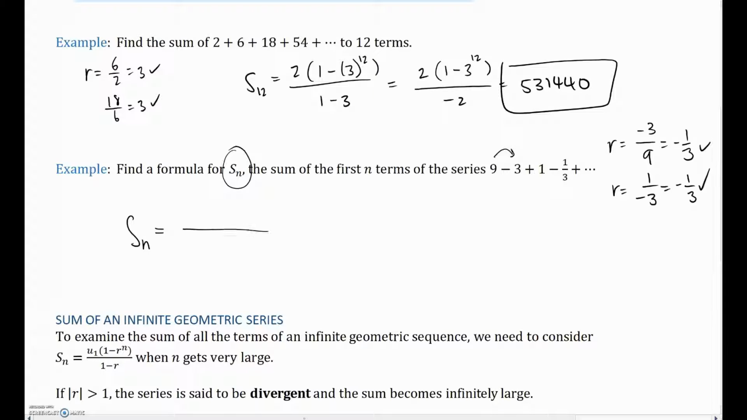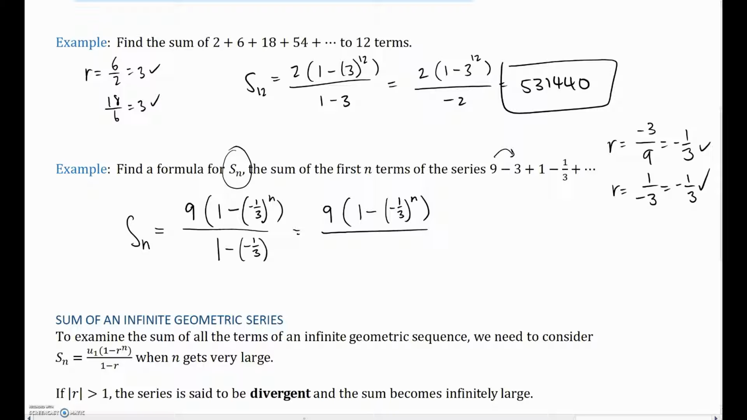It will be the first term, which is 9, times 1 minus r, which is negative 1/3, to the n power, all over 1 minus a negative 1/3, or really 1 plus 1/3. All right, let's try to clean this up, and I'm not sure that it's going to look much cleaner. It is going to stay this because we don't know if n is positive or negative, so we don't know if that negative is going to disappear in there or not.